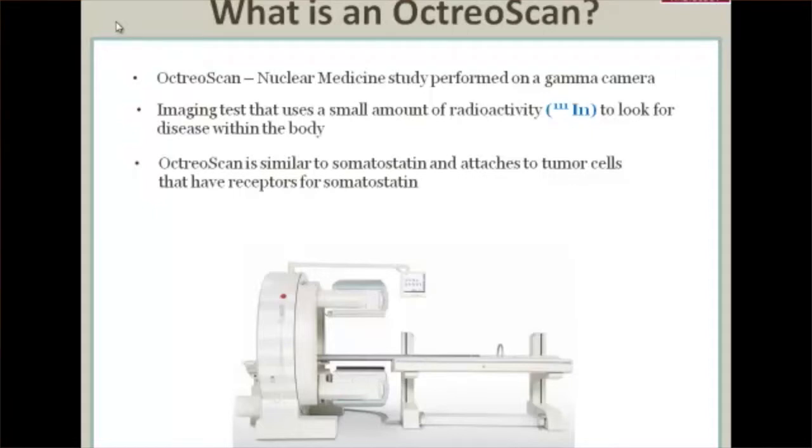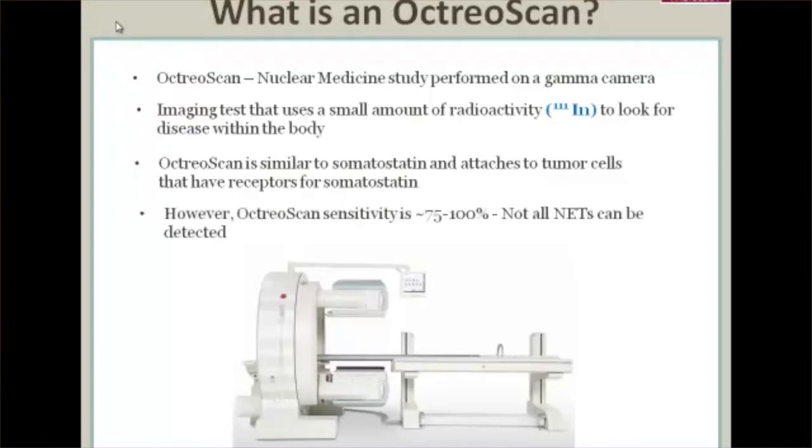An Octreoscan is going to send a somatostatin receptor analog, something that looks like somatostatin, to grab right onto that tumor. So it's more specific in theory. But as we say that, the sensitivity is about 75% to 100%. So that's tremendous if you happen to have an NET that likes Octreoscan and is interested in it.